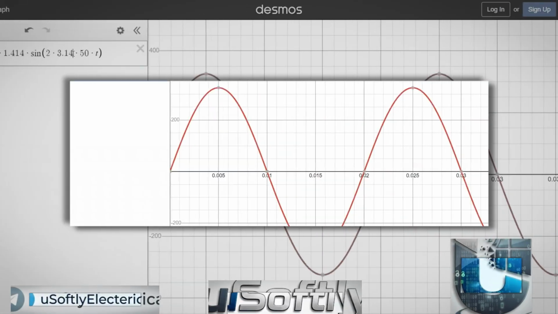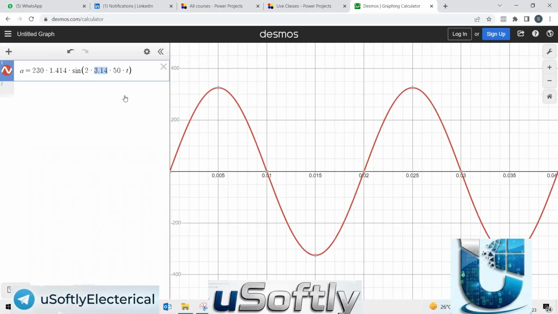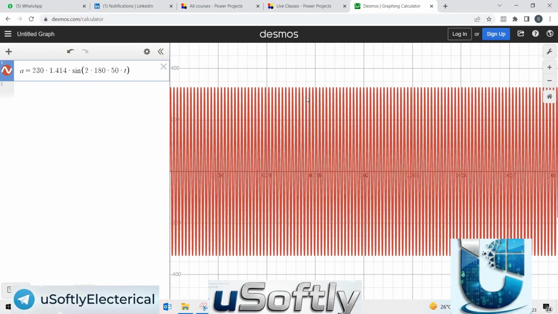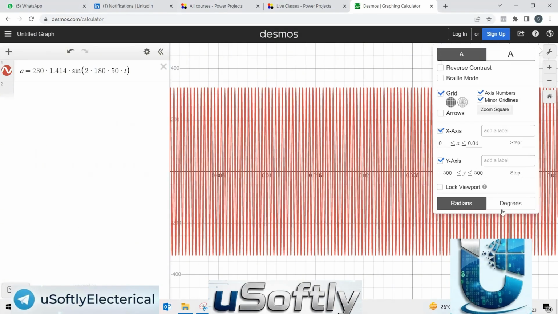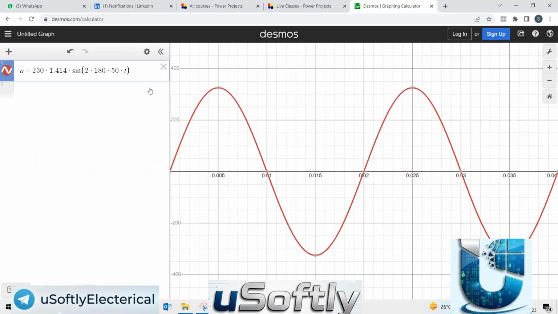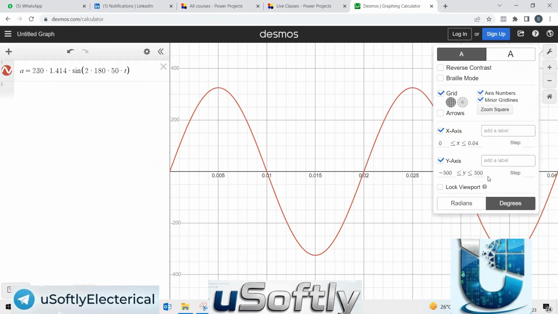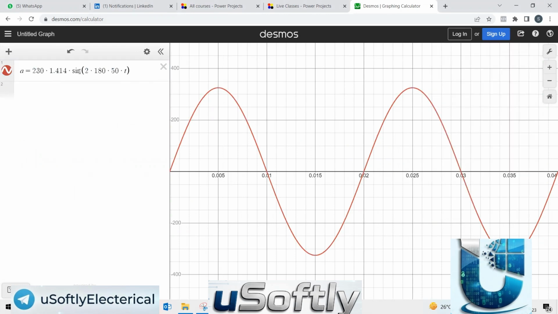If you want to give it in degrees instead of radians, that also you can give. So V equal to Vm sin omega t. Vm is Vrms into root 2, sin omega t. Omega is 2 pi f. You can give degree or radians, so you have to be careful here. Okay, so this is a sinusoidal wave.